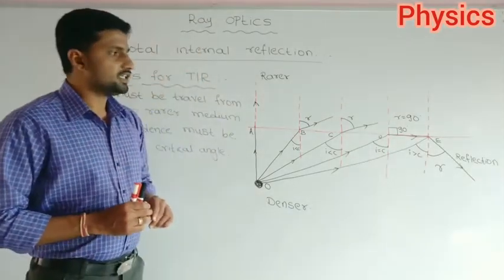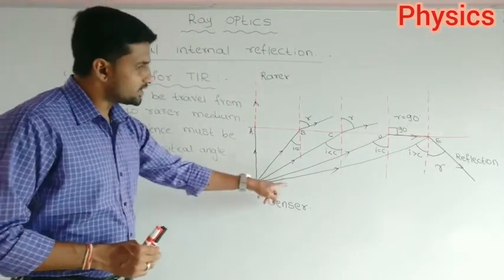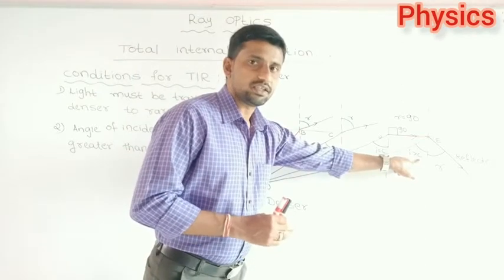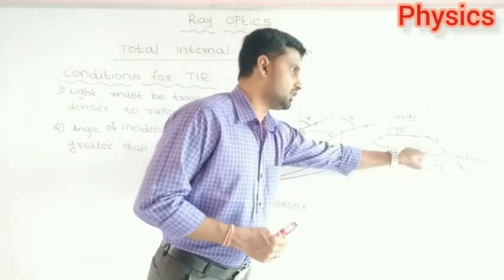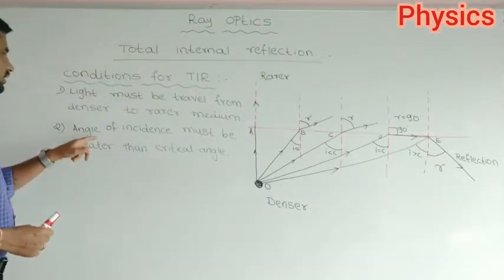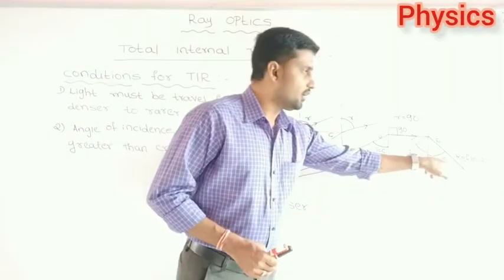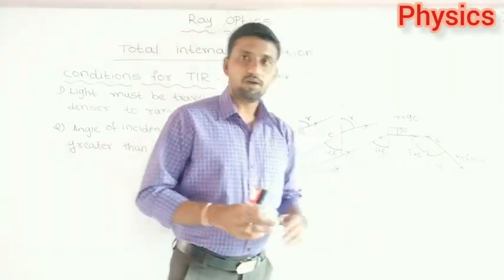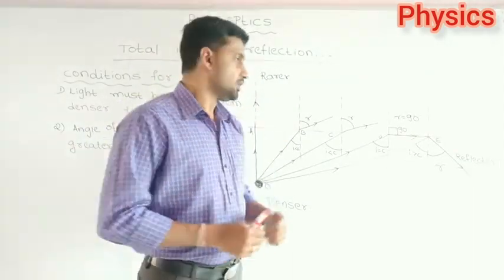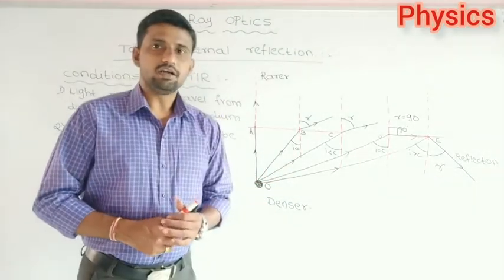The other condition for total internal reflection is that the angle of incidence must be greater than the critical angle. The angle of incidence must be greater than the critical angle, then we will observe total internal reflection. That is the second condition. And here, after reflection, this ray of light will obey the laws of reflection. So that is about the two main conditions for total internal reflection.